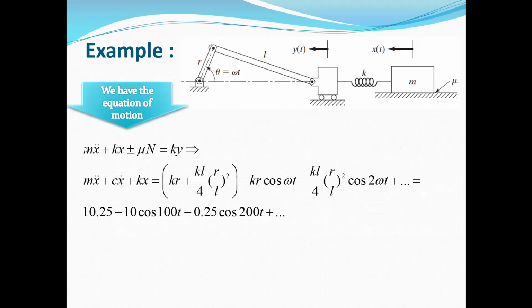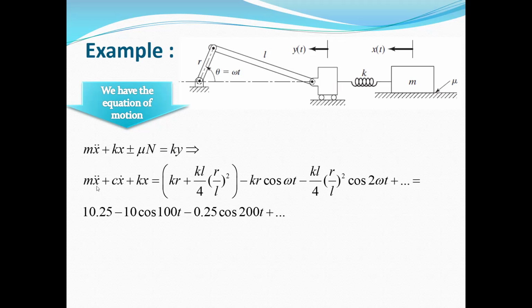So the equation of motion is m x double dot plus k x plus minus mu N, which is the friction force, and it's equal to k times y. As you can see, here we don't have a viscous damper between mass m and the base. So in the non-homogeneous term, we don't have c y dot. We only have k times y, and y can be substituted from the previous example, y(t), and we can obtain the non-homogeneous term as a function of harmonics omega t and 2 omega t, or 100t and 200t.